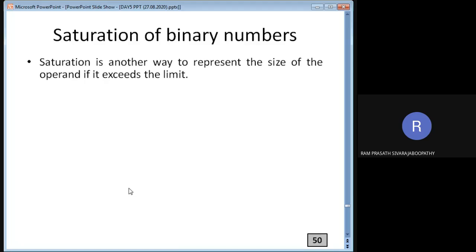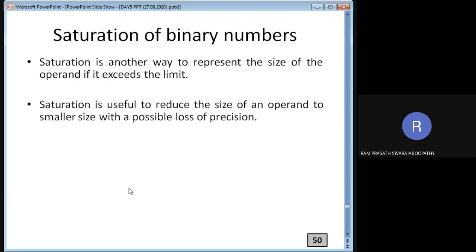எனக்கு ஒரு நம்பரை இன்னொரு நம்பர் கூட ப்ராசஸ் பண்ணி கிடைக்கக்கூடிய ரிசல்ட், ஃபார் எக்ஸாம்பிள் 2 8-bit நம்பரை ப்ராசஸ் பண்றேன், ரிசல்ட் வந்து 8-bit தாண்டி போயிடுச்சு அப்படின்னா we have to go for saturation. So it's another concept used in binary number system, in machines. So saturation is useful to reduce the size of an operand to smaller with a possible loss of precision. இங்க அக்யூரேட்டா அந்த வேல்யூவை அப்படியே ரெப்ரசன்ட் பண்ண முடியாது. சிம்பிளா சொல்லணும்னா எனக்கு சேச்சுரேஷன் என்னப்பா?